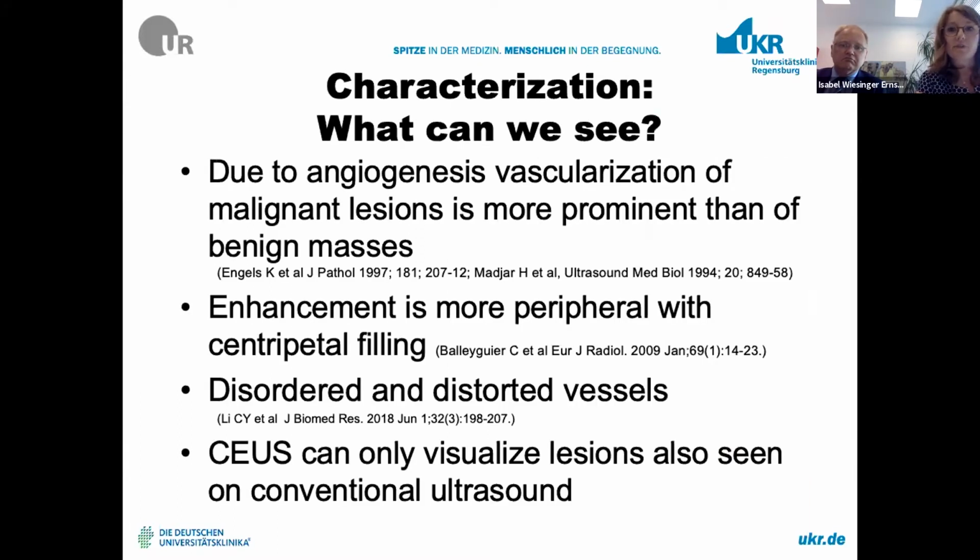So for the characterization of breast lesions, what can we see? Here, hypervascularization is the keyword, because due to the angiogenesis, the vascularization of malignant lesions is far more prominent than in benign masses. And the enhancement is more peripheral with centripetal filling, whereas benign lesions show a more homogeneous enhancement. And this is also caused by the angiogenesis of the malignant lesions. We see disordered and distorted vessels, but we have to keep in mind that contrast-enhanced ultrasound can only visualize lesions that are also seen on conventional ultrasound, meaning we always have to focus on one lesion at a time with one bolus injection, whereas, for example, in MRI, we can just go through the images, read the images again and again.